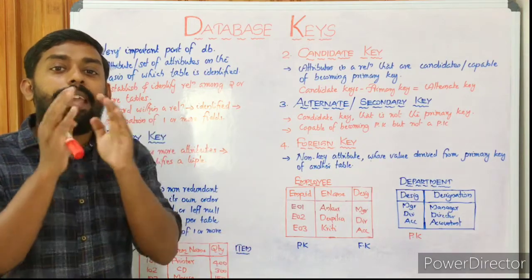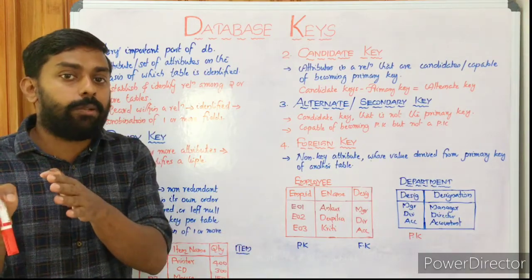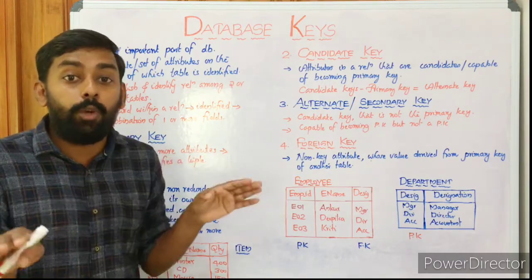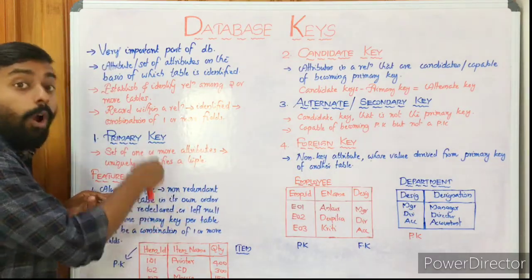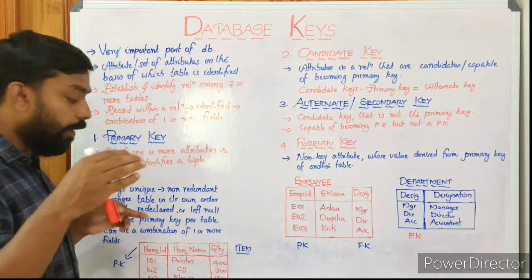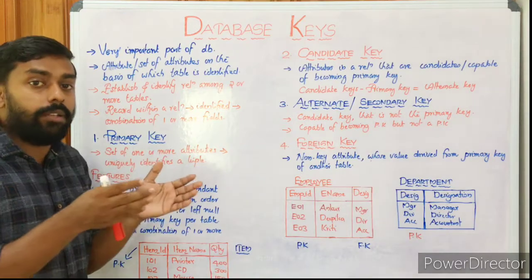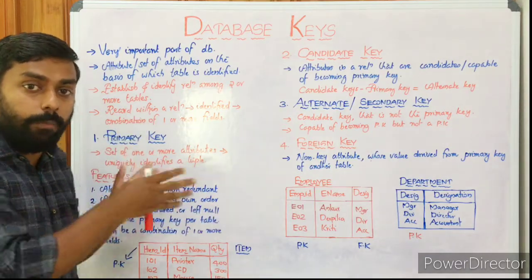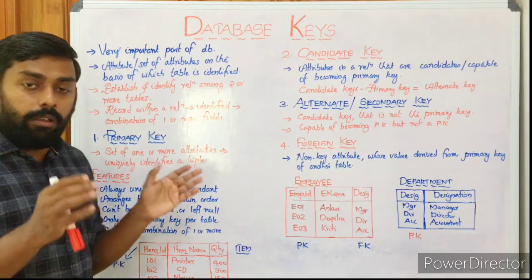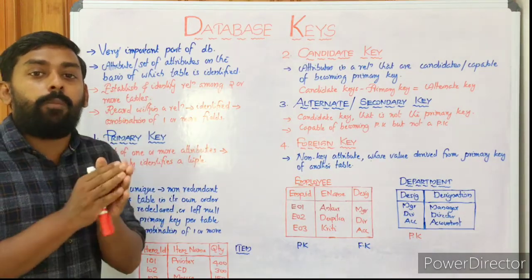So roll number is added to the table student just to identify tuples uniquely, because there won't be any duplication. It will be non-redundant. The second point: it arranges the table in its own order based on the primary key. Then it cannot be redeclared or left null. It means the primary key cannot be null.